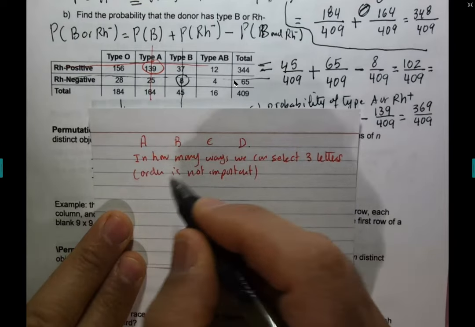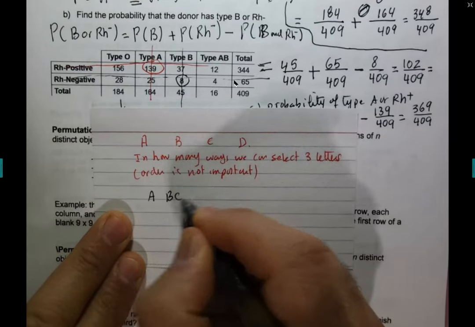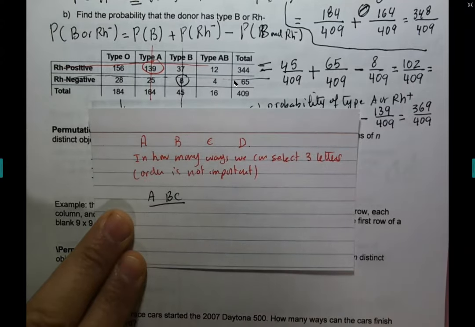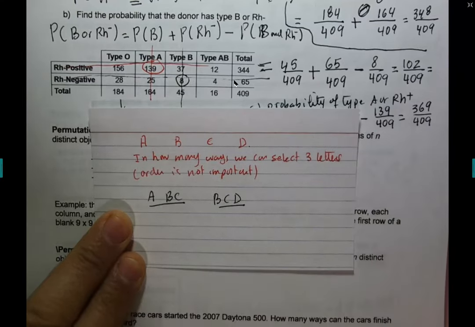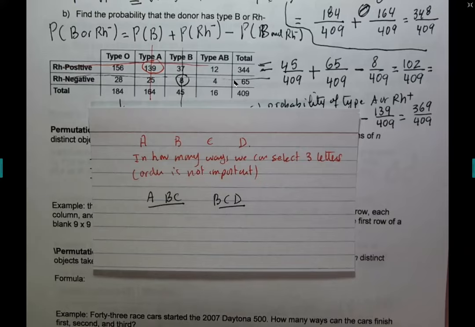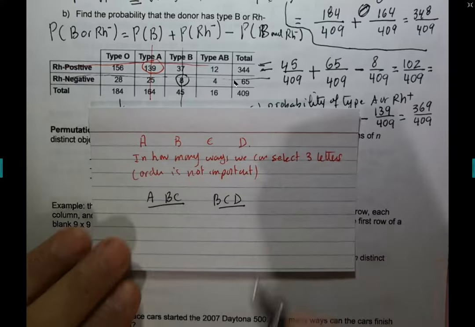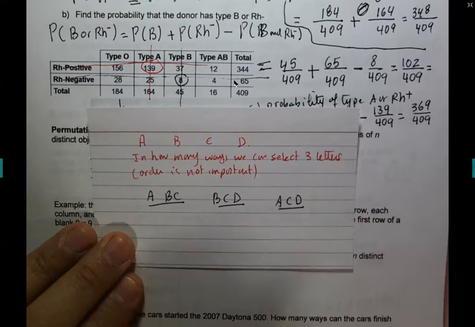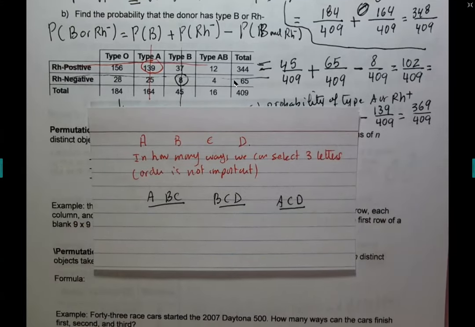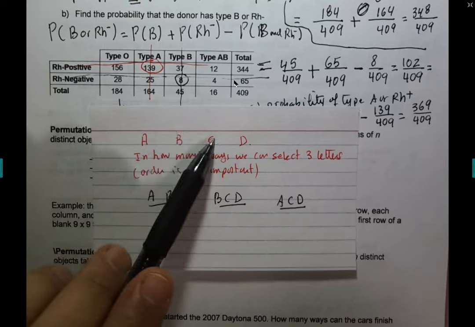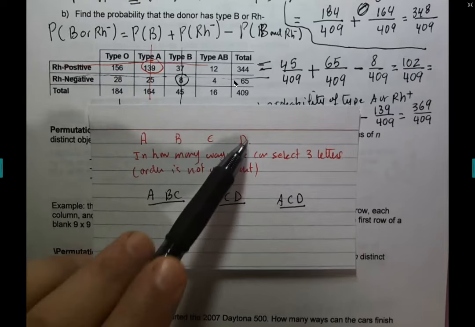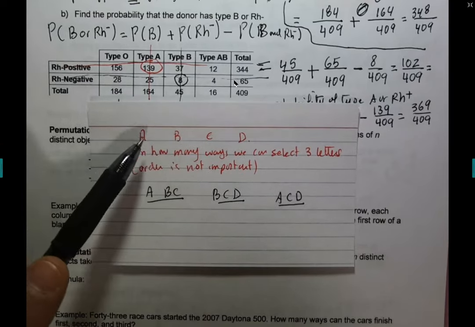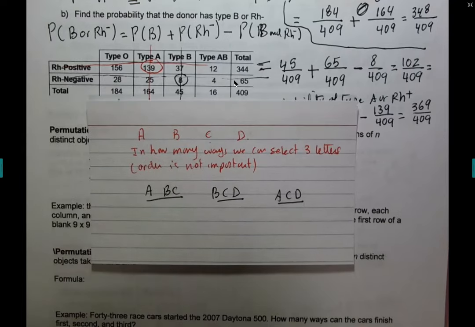ABC. Okay, so ABC, that's 1. Give me another choice. BCD. BCD, that's the second one. Okay. CDA, ACD, okay. There's one more, guys, and you will not be able to come up with any more. So you took student A with student B with student C. That's a group. That's fine. Then you took the second, third, and fourth students. That's good. Then you took the first, the third, and the fourth. That's good. There's one more.